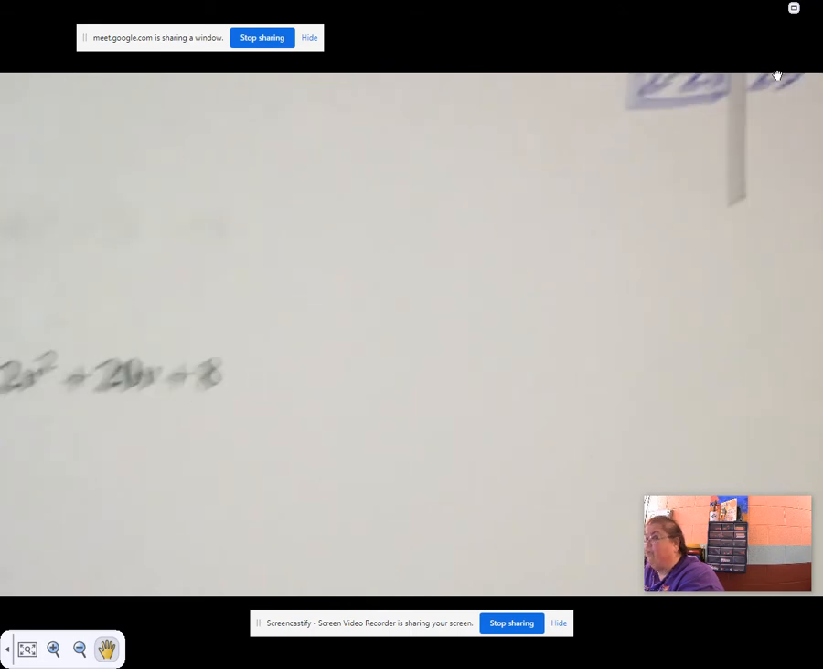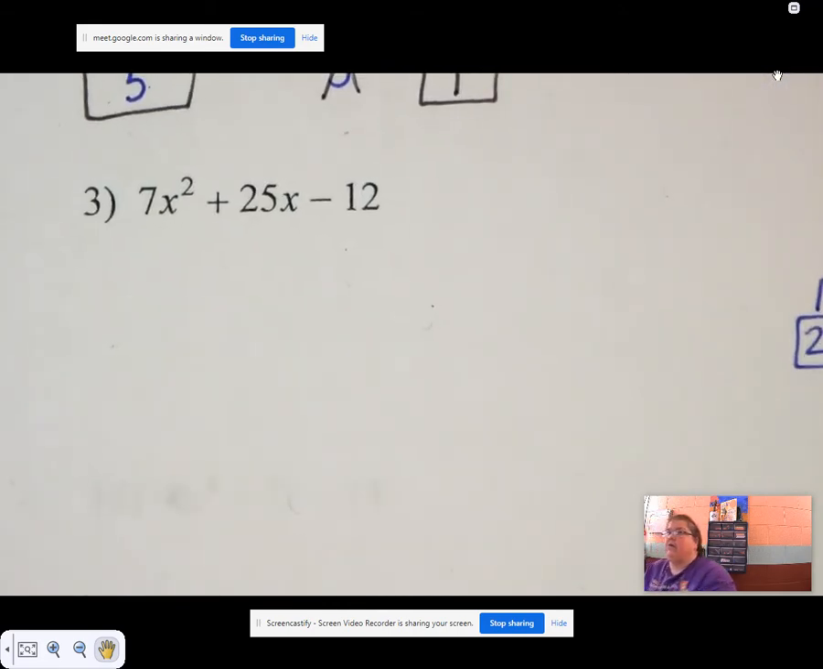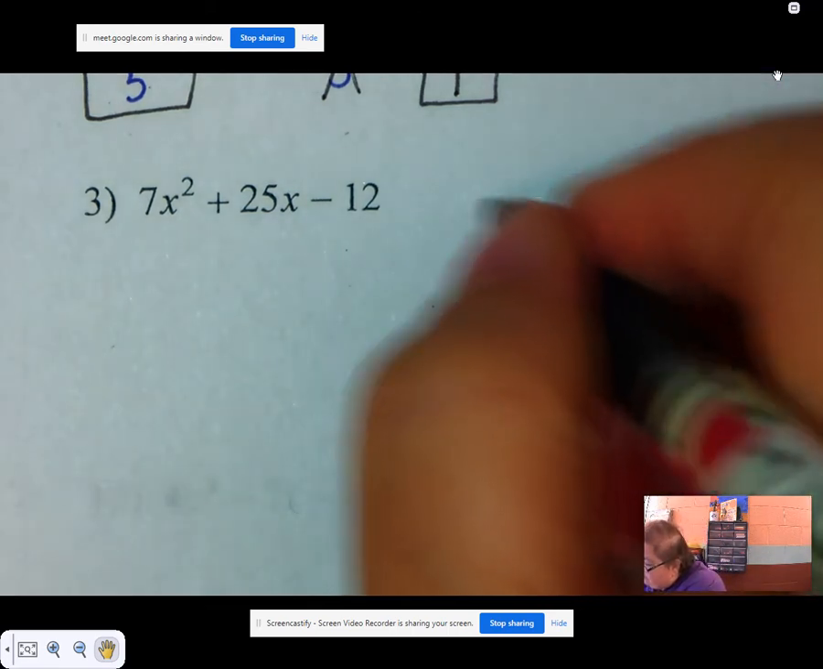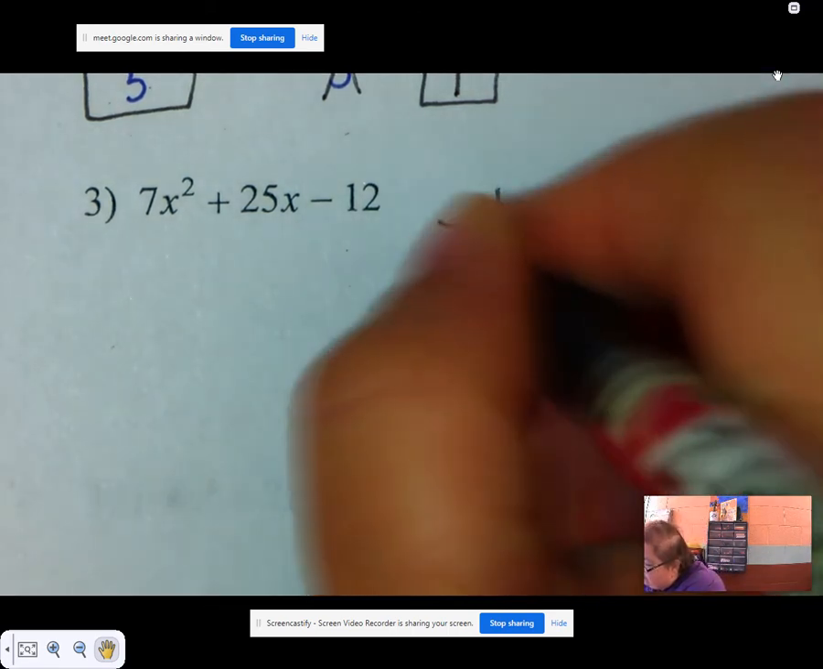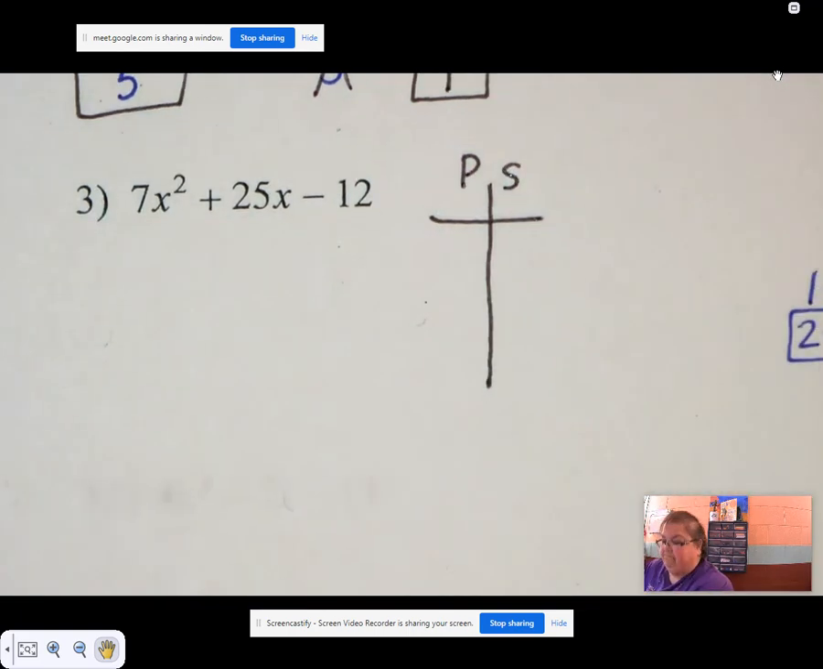Look at number 3. That's 5. There's 3. Okay. 7, 25, 12. Is there a GCF? No. 7 is prime, and it won't go into the other two evenly. So, straight to product sum table. No GCF. I checked. There's not one. Product sum.